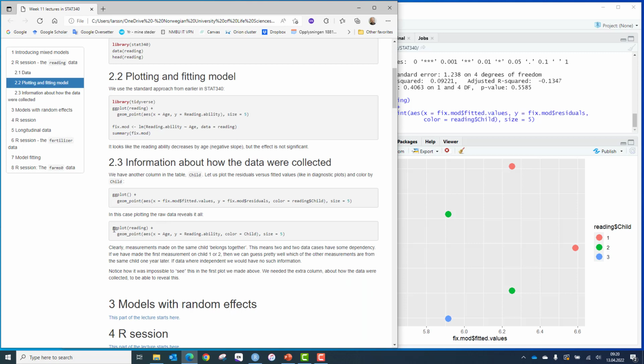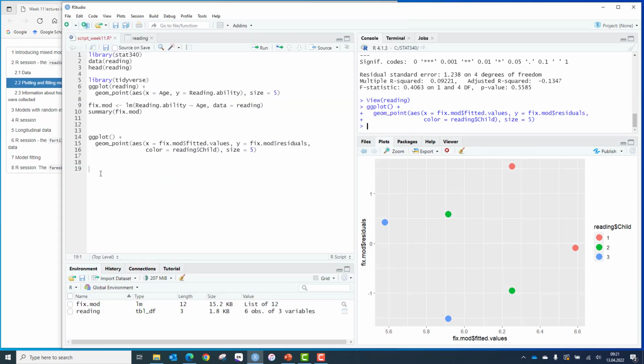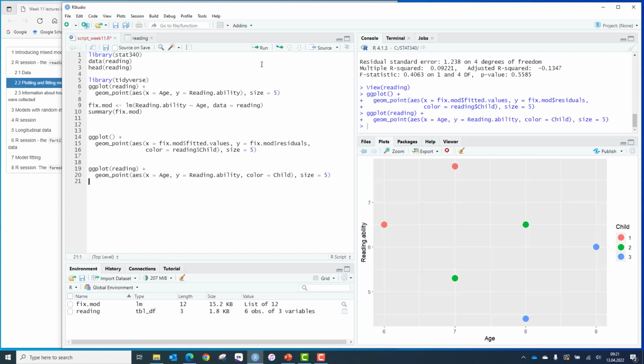So we can actually plot the raw data in the same way, of course, like we did. So let me copy this one. Instead of plotting the residuals, we can go back and plot just like we did up here, right? X and Y. But we color with this child column. And then we, of course, see right away how this data are, right? So we can now see that these two measurements are on the same child, right?